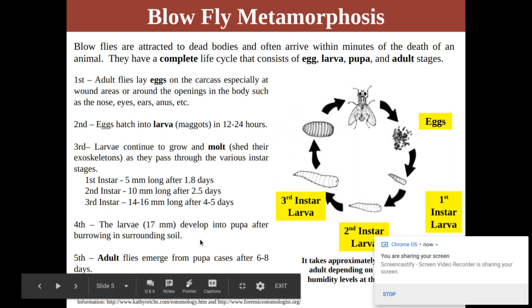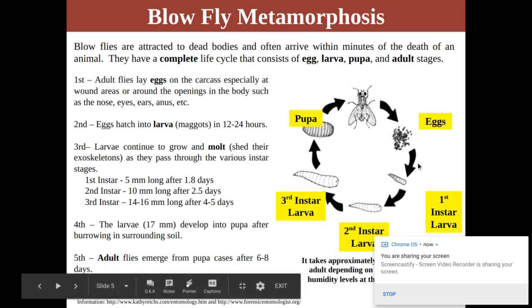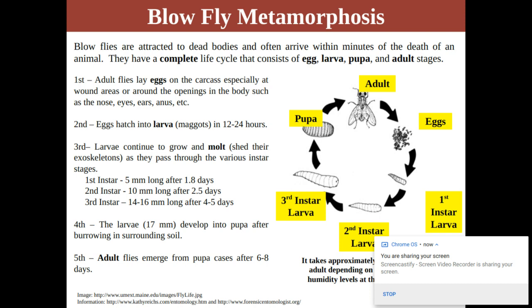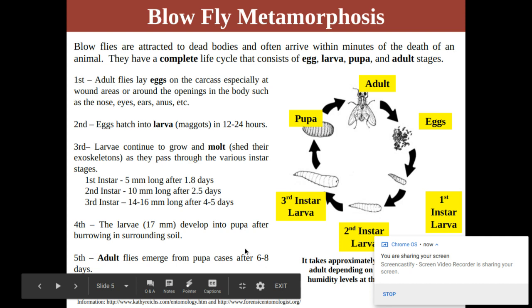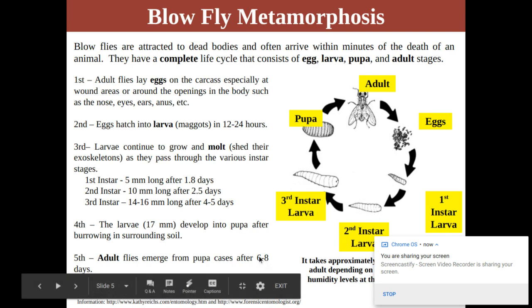And then the larva develops into a pupa after burrowing in the surrounding soil around the body. So around here, the insect is kind of like a baby, then it's like a teenager, and then in the final stage, it becomes an adult after 6 to 8 days. So if you are seeing adult flies beginning to emerge and you can see the molted pupa shells, you know the body has possibly been there for a week.